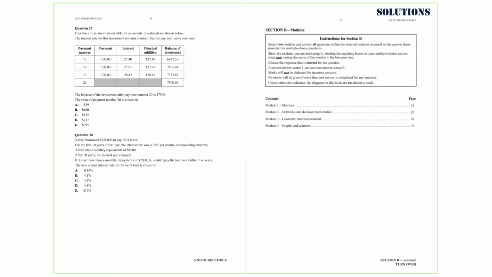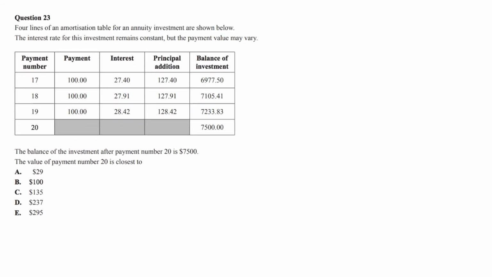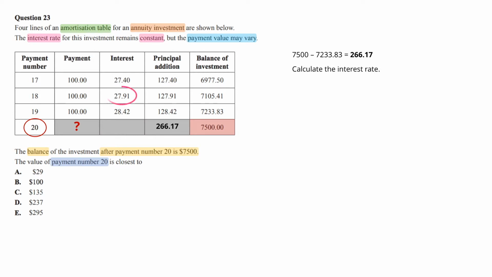In question 23, we are given 4 lines of an amortization table for an annuity investment. The interest rate for this investment remains constant, but the payment value may vary. The balance of the investment after payment number 20 is $7,500. The question is asking for the value of payment number 20. First of all, 7,500 minus 7,233.83 is going to give us the principal addition, which is 266.17.